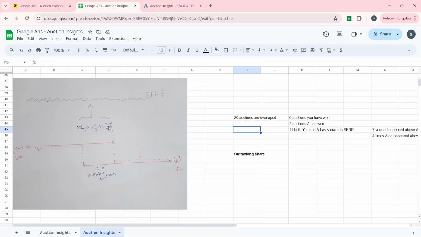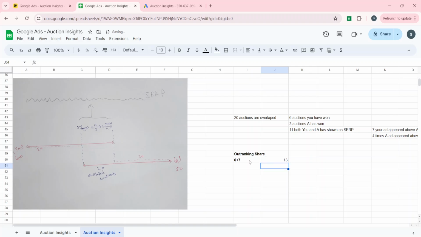So in that case, what will be the number? So 6 times. Okay, in these overlapped auctions, what is the number of auctions that you have shown? So it is 6. In 6 auctions you have won the auction. Okay, in 7 auctions your ad has appeared above A. Okay, it should be 6 plus 7. What will be the number? It is 13 auctions. That means 13 auctions.